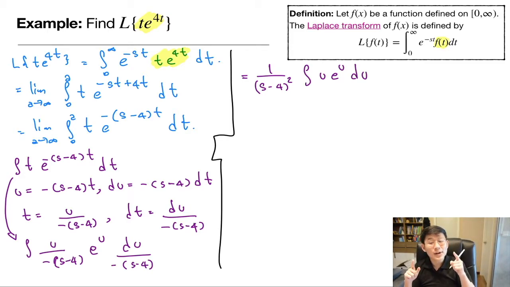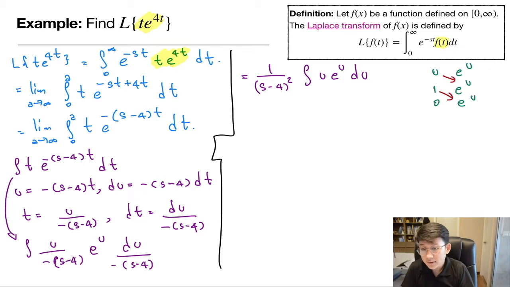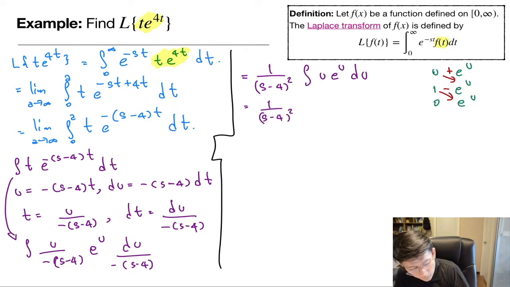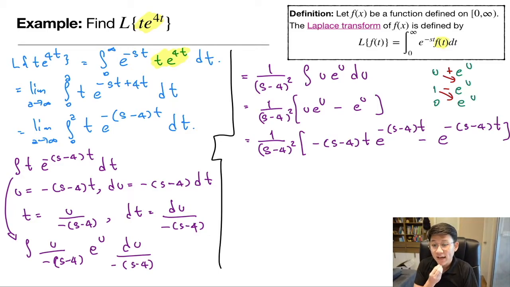And to integrate that, we need integration by parts. Here we take u and e to the u, so we have u, 1, 0, and e to the u, e to the u, with alternating plus and minus signs. So this integration becomes u e to the u minus e to the u, times 1 over s minus 4 squared. What is u? u is minus s minus 4 t, so we get minus s minus 4 t e to the minus s minus 4 t minus e to the minus s minus 4 t. Okay, and that is the integration.